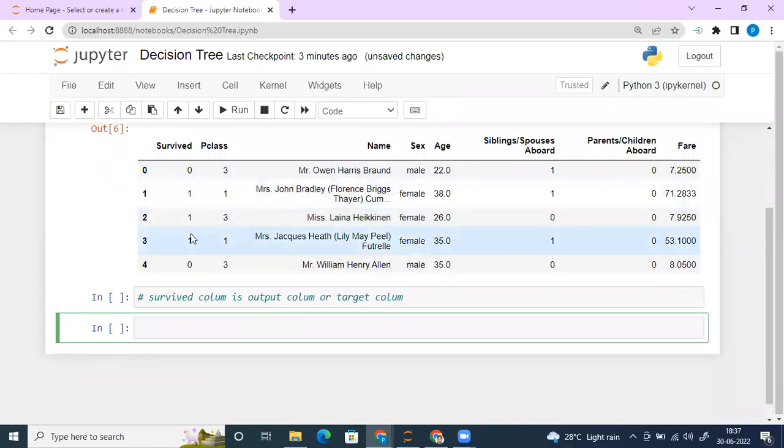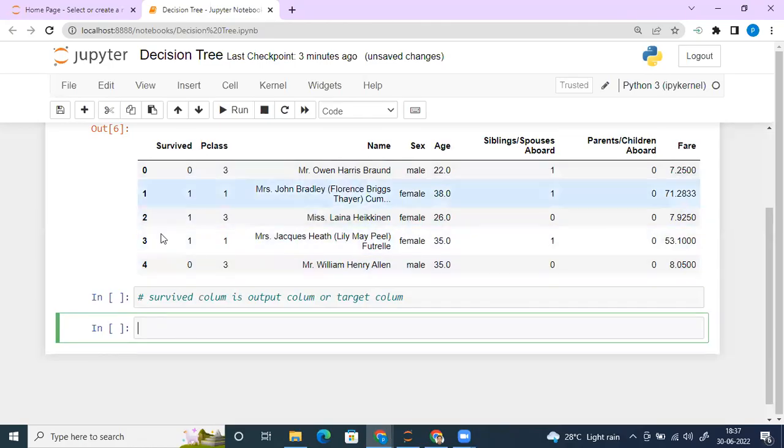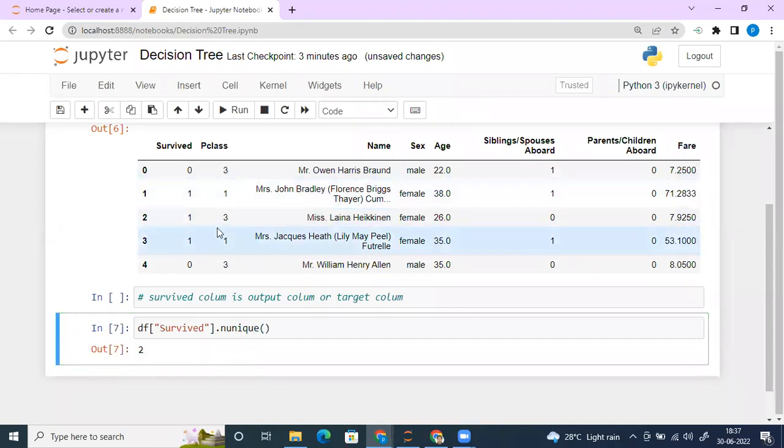We can see in the data set itself, it's 0, 1, 0, 0. Only distinct values are available here. Okay, and how can we verify it has only two distinct values? What can we use? Unique. Yes, very good. Or value counts. We can do both things. Survived dot unique. Okay, this will give me the two unique values.